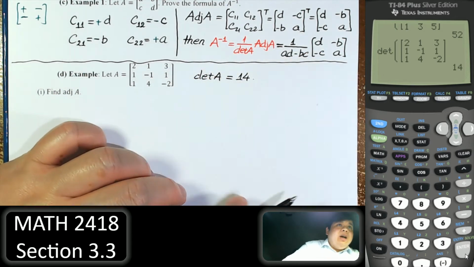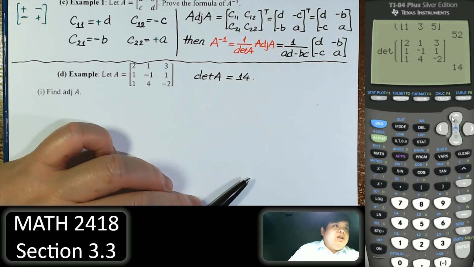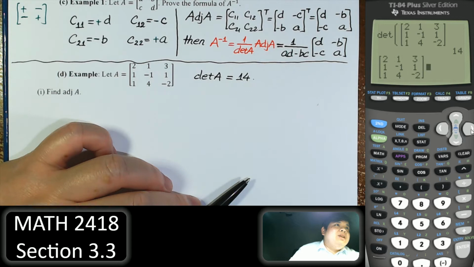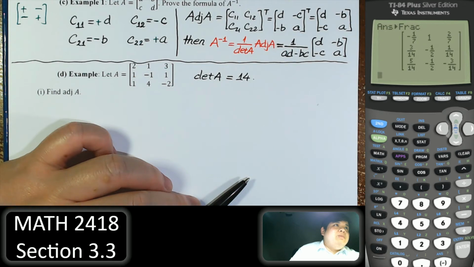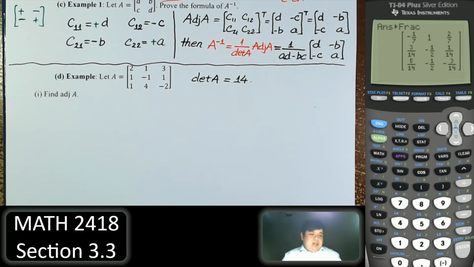Right. Now just in case, what is the inverse? Because we entered the matrix already, I don't want to type it again. Just delete this. And inverse. Change to fraction. Right, that's what we should have for the inverse.